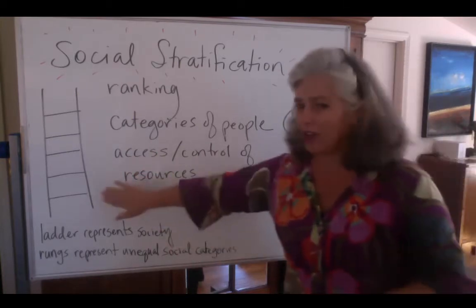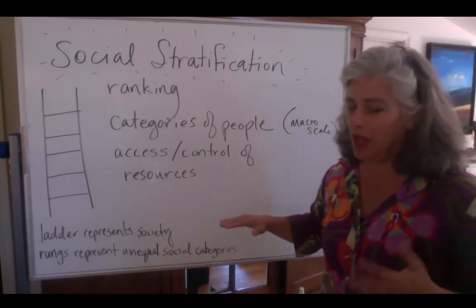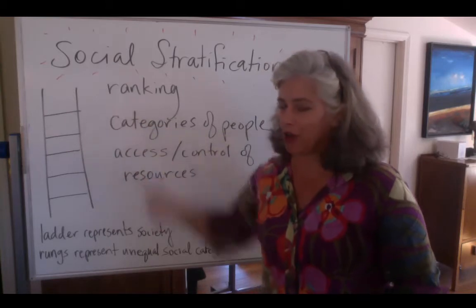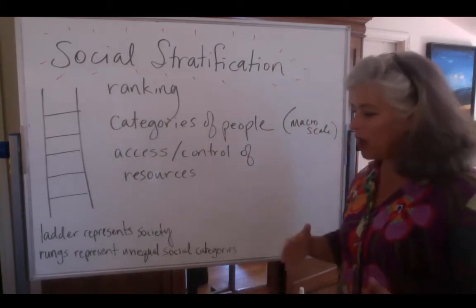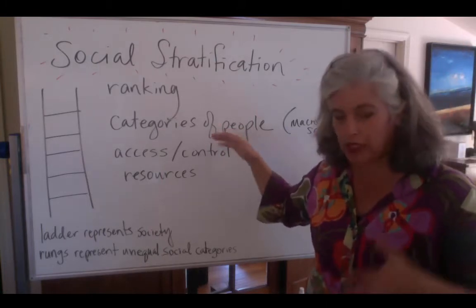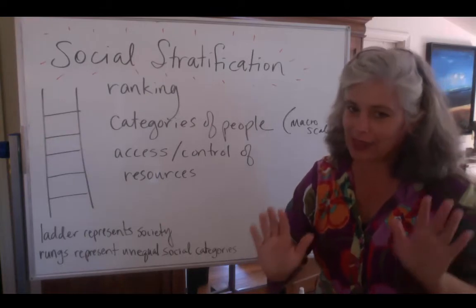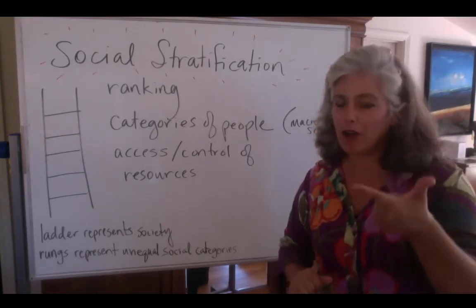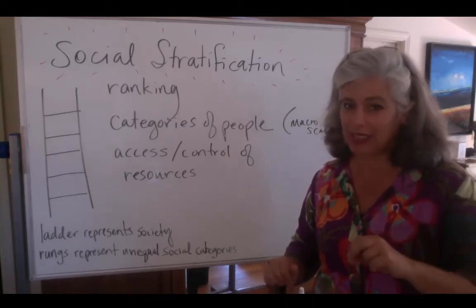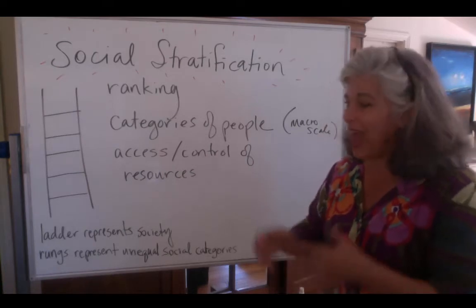So this ladder represents macro scale society, and these different steps on the ladder are called rungs. These different rungs represent the unequal social categories among the population. So in the USA, income, occupation, and education level are the three achieved statuses that we combine into something called socioeconomic status.